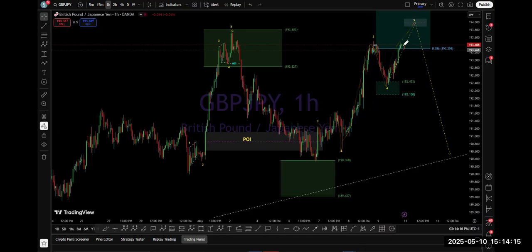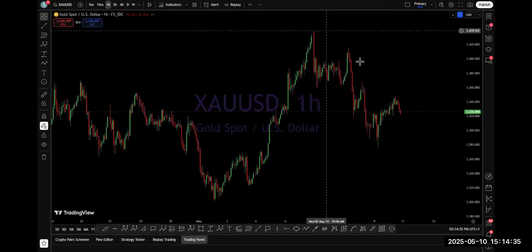Meanwhile, the wave 4 can make something like this. It can make a running flat or contracting flat before going up. So if it happens, don't be surprised if you see a drop before going up. So wave 5 is what you're waiting for. Then after that, the selling will continue. That's for Pound JPY. Gold.